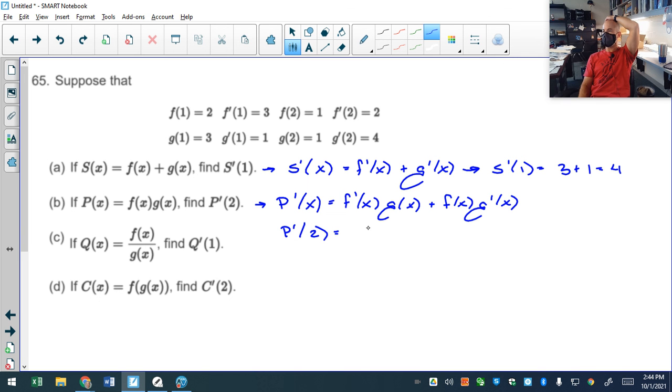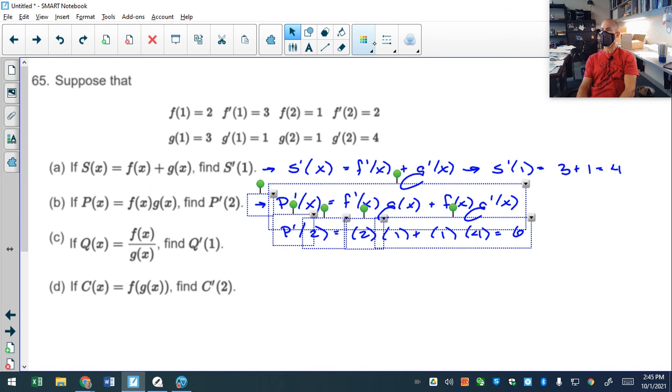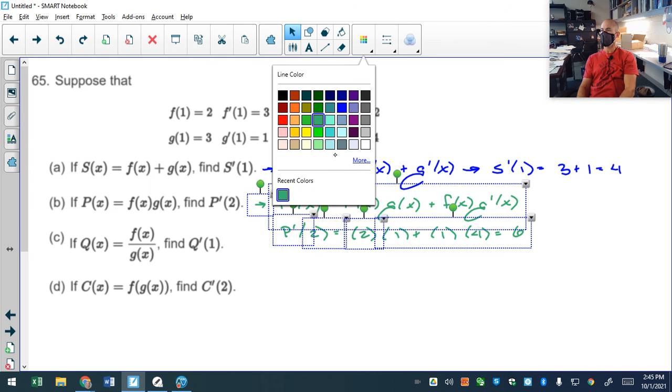F prime of 2 is 2. G of 2 is 1. Plus F of 2 is 1. G prime of 2 is 4. That's 2 plus 4 is 6. Good? Bad? Ooh, bad green. That's a little better.